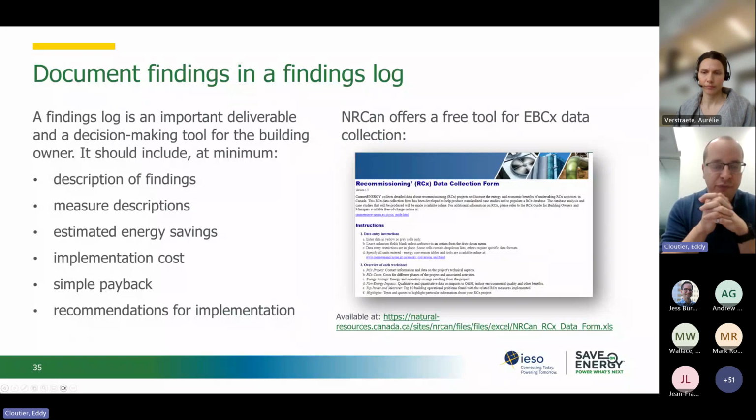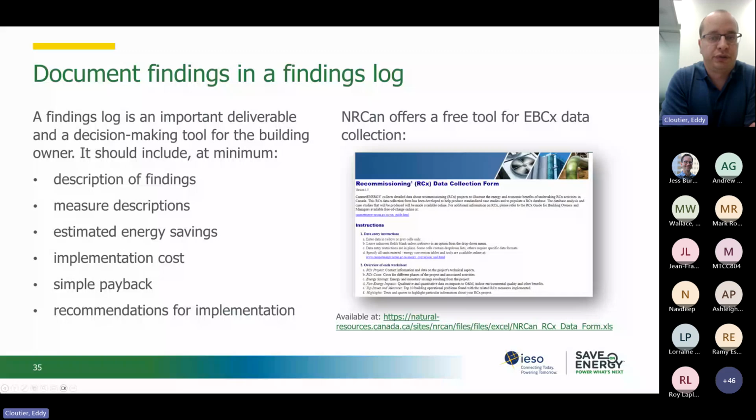Next we'll talk about first the findings log. The findings log is probably the most important deliverable of an existing building commissioning project at the investigations phase. This is where you'll find all the information on the recommissioning measures identified during the investigation, such as the technical description of the problem identified, the proposed technical modification, the energy savings that will be generated, the implementation cost, payback period, and what would be the suggested implementation method.